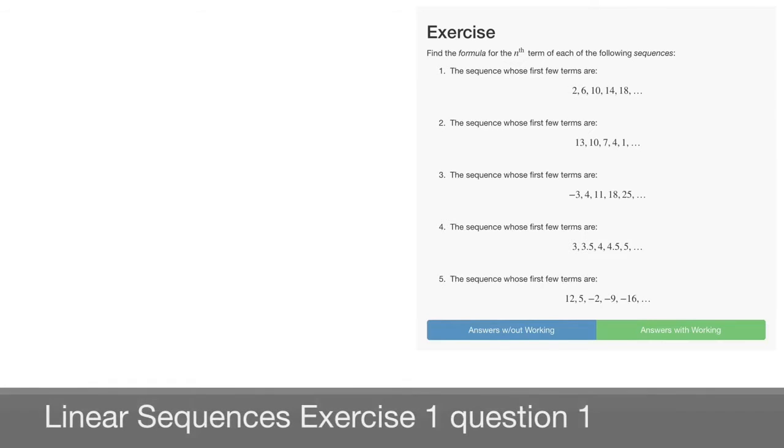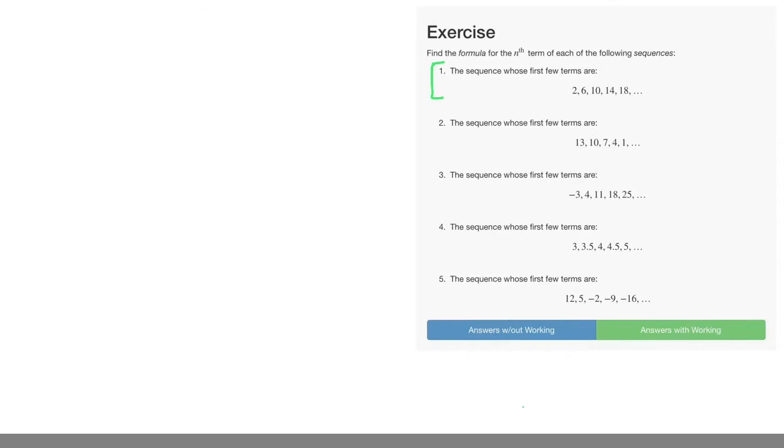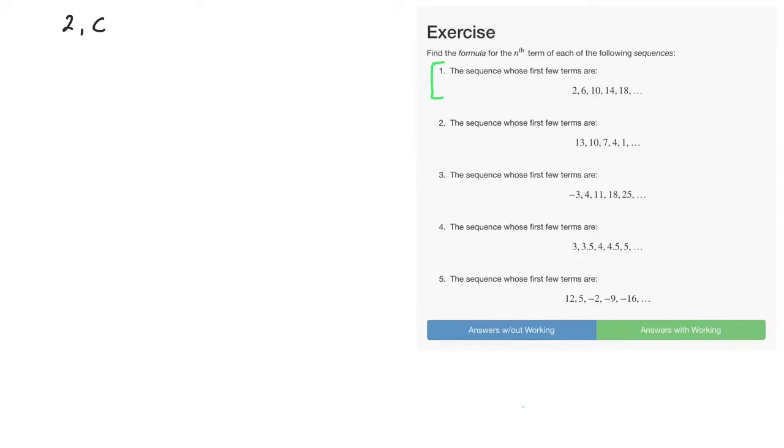We now correct the first question. We have this one here, and I'll start by writing the first few terms of that sequence at the top. Those are 2, 6, 10, 14, 18, and so on. And we're asked to find the formula for the nth term of this sequence.